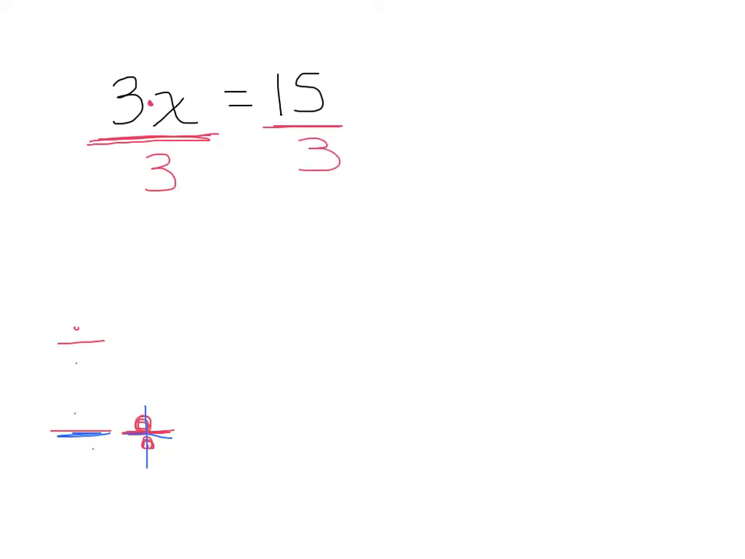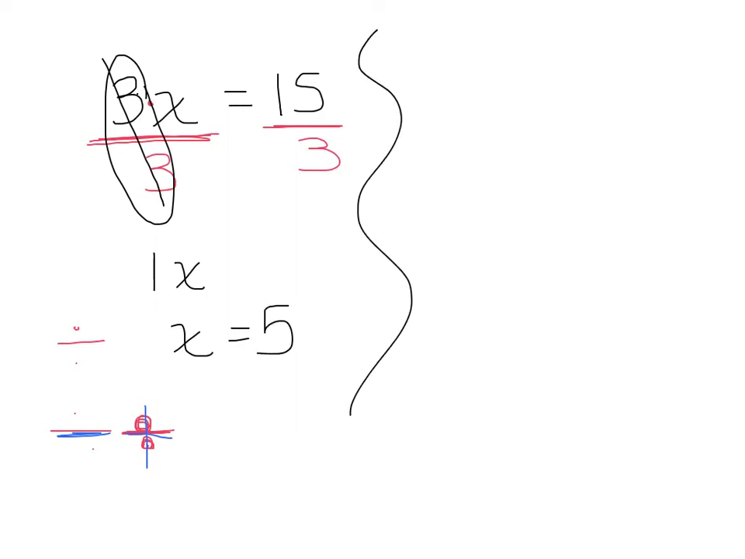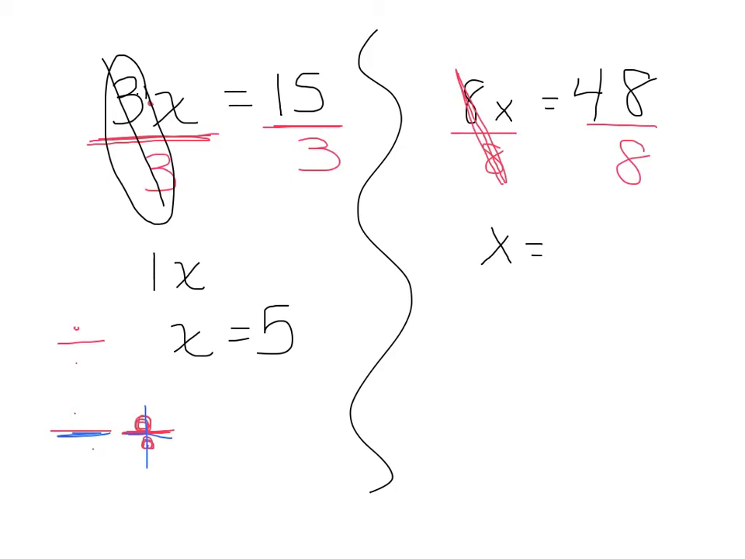So 15 divided by 3. Well, what's 3 over 3? It's 1. So I'm left with basically 1x, or x, will equal 15 divided by 3, which is 5. So another example. If I have 8x is equal to 48, since I'm multiplying x by 8, I'm going to divide by 8. The 8's will cancel out, or basically divide out to be 1, leaving me with the x by itself. 48 divided by 8 is going to be 6.